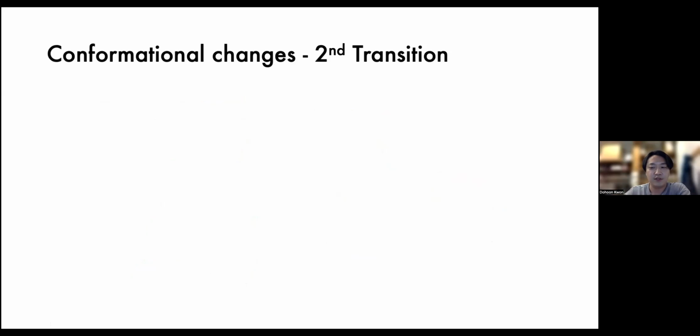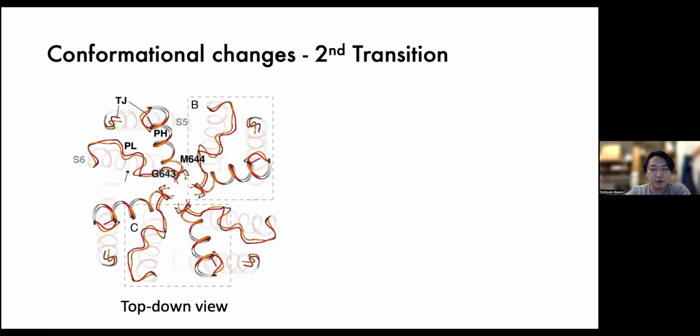Compared to this first transition, the second transition shows a local conformation change around the pore region. The pore region consists of the S6 helix, the pore loop and the pore helix. The red model is the open state, and the orange model is the intermediate state. You can see here the outer pore of each subunit, 1, 2, 3, 4, tilts and rotates on the membrane.